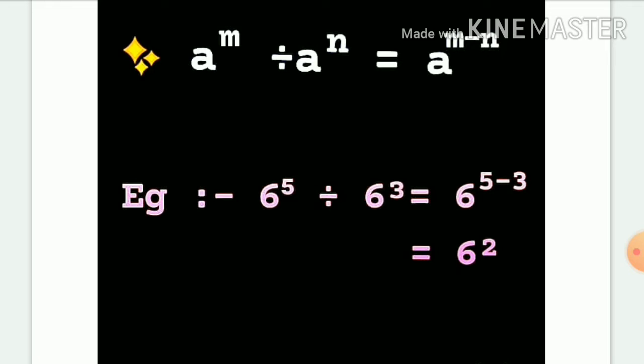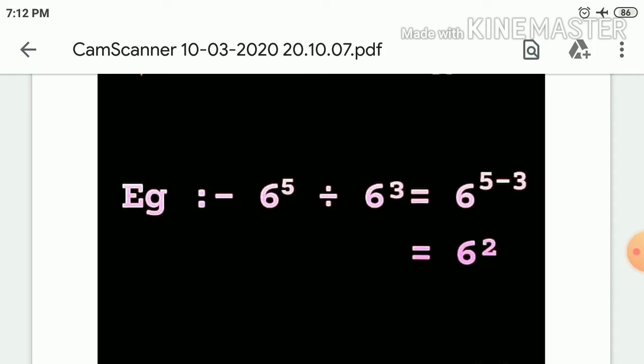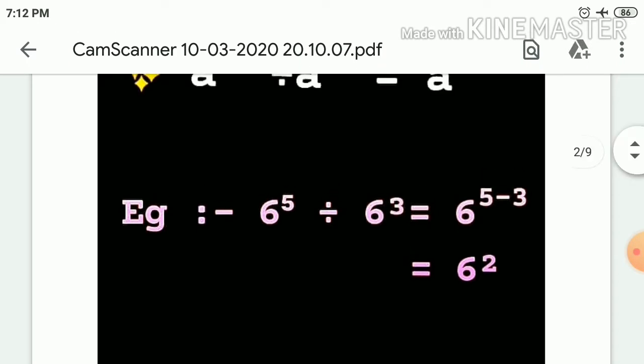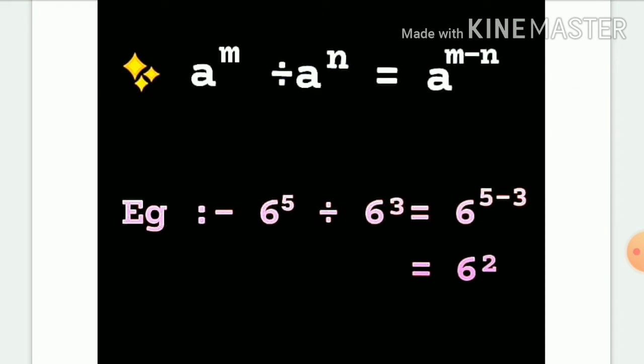5 and 3, two different indices. So 6 raised to 5 minus 3, which equals 6 raised to 2. They have told you that M and N can be any integers, so we have taken 5 and 3, anything. For multiplication, the indices get added with the same base. And for division, the indices get subtracted if the numbers have the same base. So this was your second law.